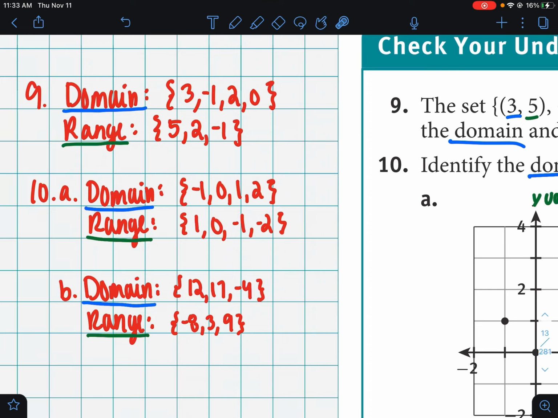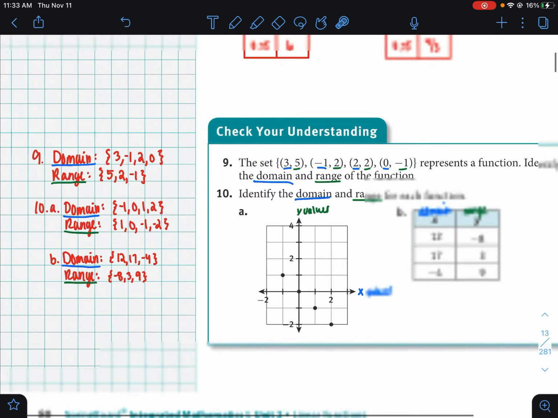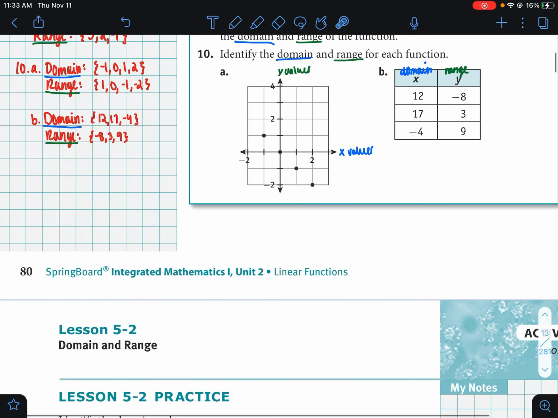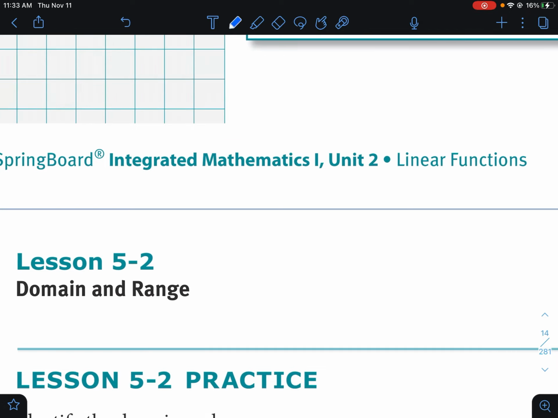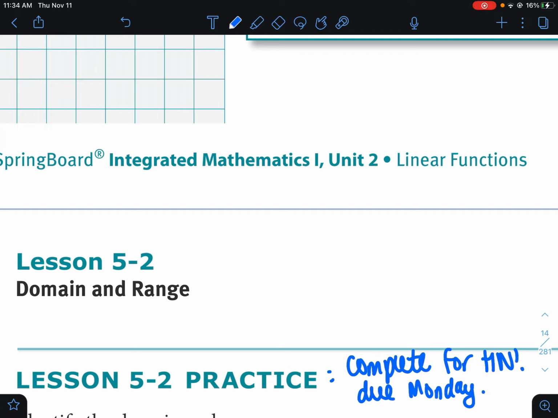Now you have the entire rest of class to finish your lesson 5.2 practice on the next page. I am asking you to complete this for homework. Depending on how fast you went through this, you might have time in class right now. I am checking this on Monday in class, so it is due Monday. If you have it done, you'll get full points. If you have it not done, you'll get 0 points. Very simple. You're not turning it in anywhere, you're just going to complete it in your workbook.